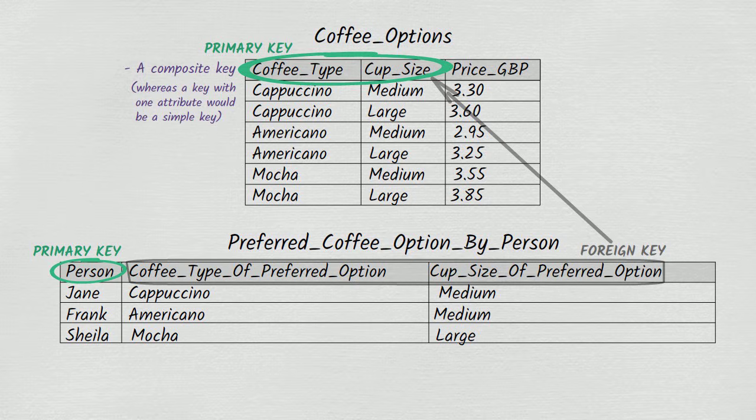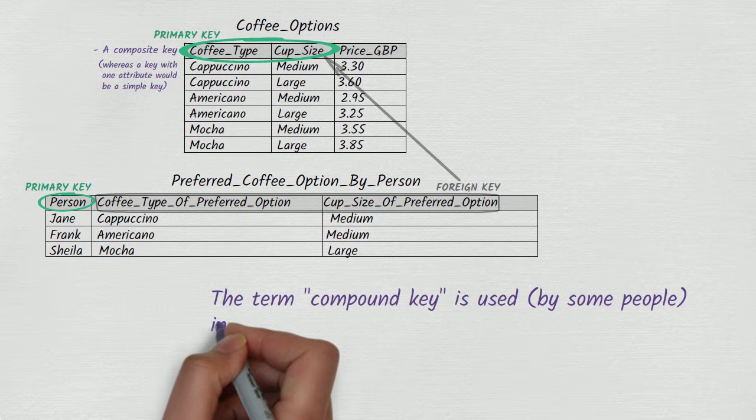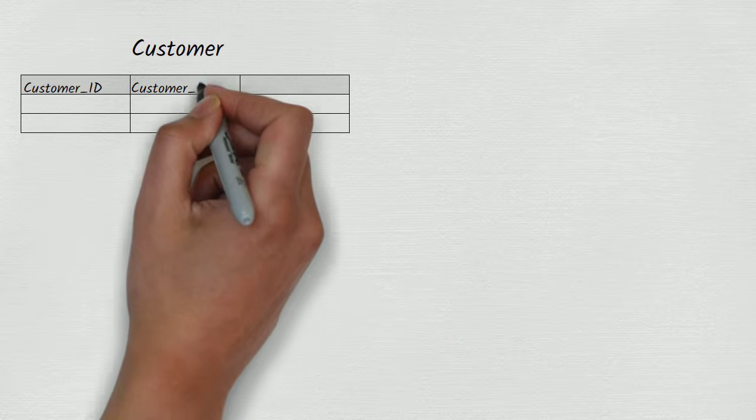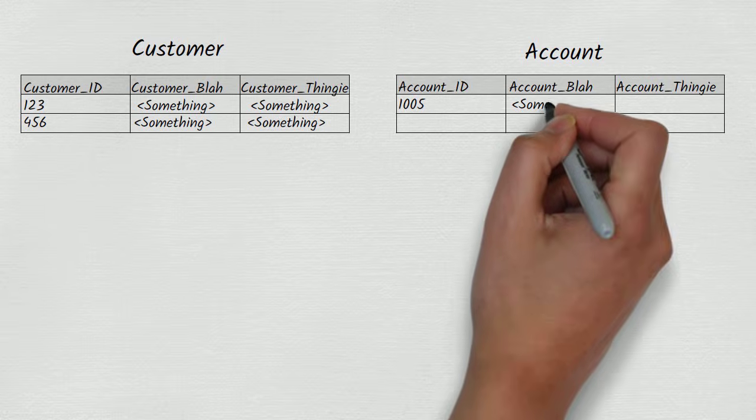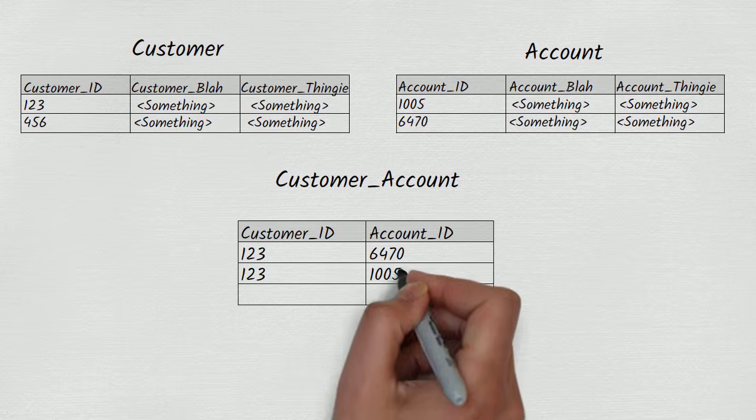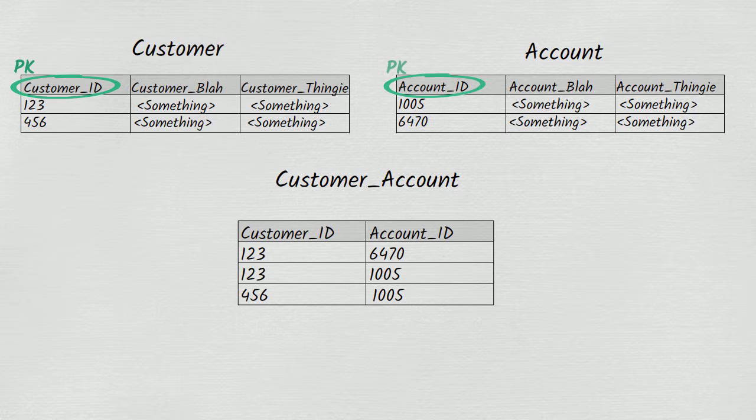It's worth mentioning that some people use the term compound key interchangeably with the term composite key. Other people only say compound key when they mean a particular type of composite key, namely a composite key that contains at least one attribute that's a foreign key to some other table. For example, if we have customers and accounts, and each customer can have multiple accounts and vice versa, then we're probably going to have a customer table, an account table, and a customer account table that shows the linkages between specific customers and specific accounts, like this.